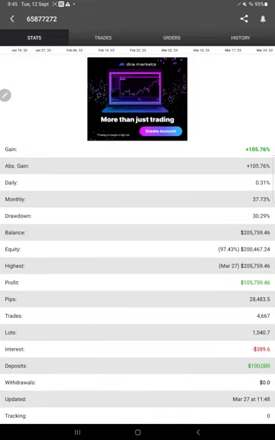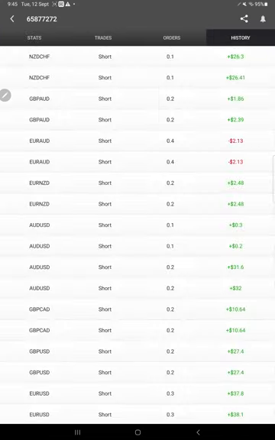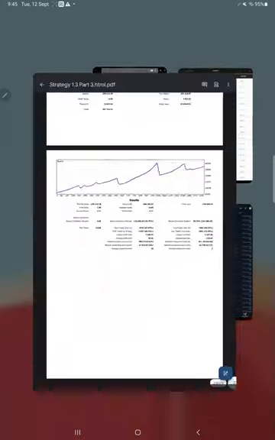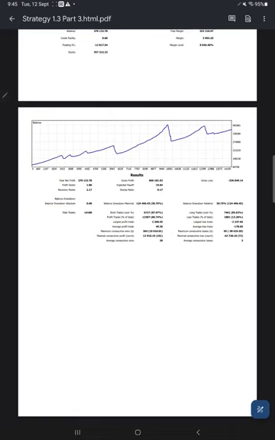Total percentage of gain is 105%, absolute gain 105.76, monthly return is 37%. This is the current balance. It is yet to be updated recently, so for the details we can verify here. Orders are available and we can see the history as well, how much profit and loss we have booked. After that we have a trading account statement. This is the complete MT5 statement we have available.